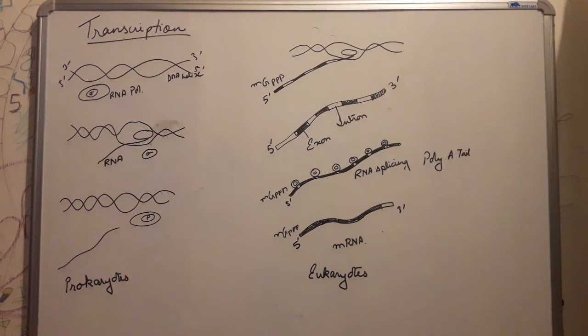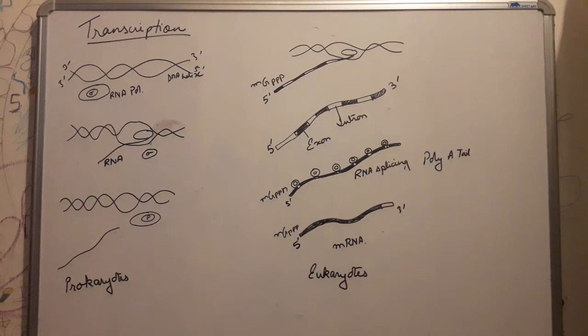Now, in prokaryotes, a single type of RNA polymerase is required, but in eukaryotes there are 3 different types of RNA polymerase: RNA pol 1, 2 and 3. The prokaryotic RNA polymerase has a sigma factor, which is also known as the initiation factor. That means the factor which begins the process of transcription, and a termination factor which stops the transcription, that is called the rho factor.